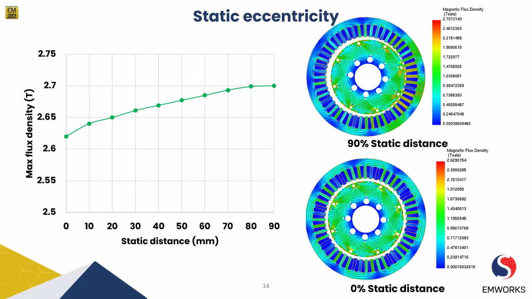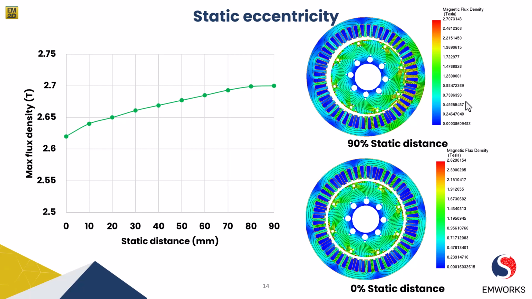Next, let us look at the flux density plot. This non-uniform air gap results in a variation in the magnetic flux density distribution within the air gap. In the regions where the air gap is smaller due to the eccentricity, as you can see in the case of 90% static distance, the magnetic flux density tends to be higher. Conversely, in the regions where the air gap is larger, the magnetic flux density tends to be lower. This non-uniformity in the flux density distribution is a consequence of eccentricity.